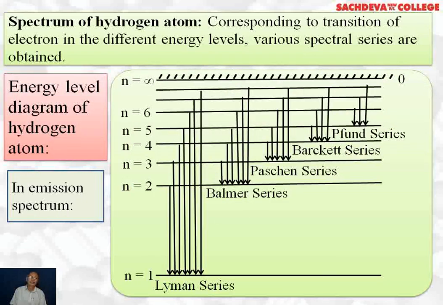When electrons fall from various energy levels to the first energy level, we get the Lyman series. When electrons from various energy levels fall back to the second energy level, we get the Balmer series. When electrons come back to the third energy level, we get the Paschen series. When electrons fall to the fourth energy level, we get the Brackett series. And when electrons fall to the fifth energy level, we get the Pfund series. When electrons come back to the sixth energy level, it is called the Humphreys series, which is not shown in the diagram. This is the emission spectrum of hydrogen.